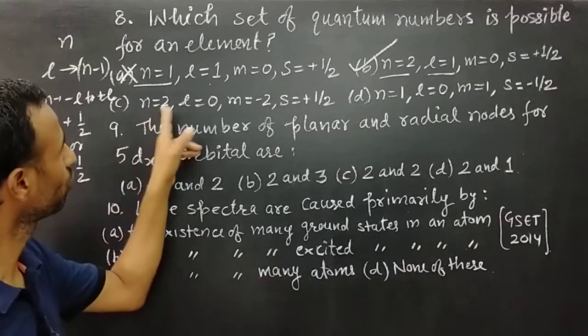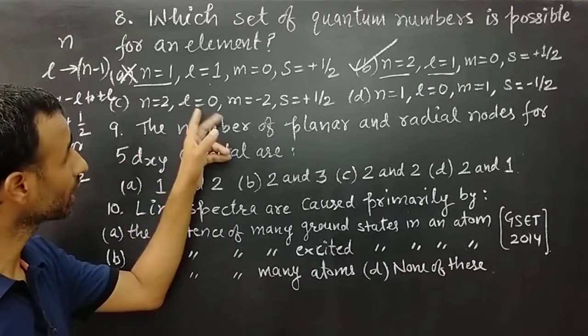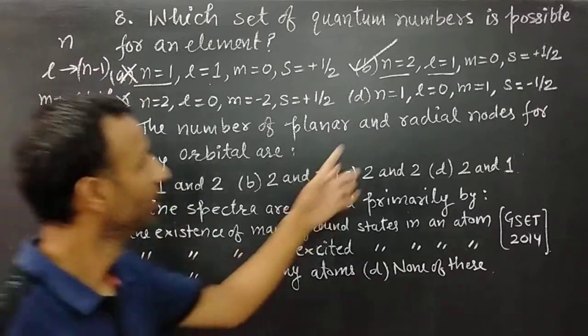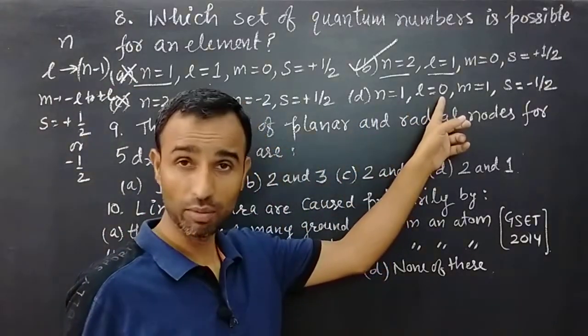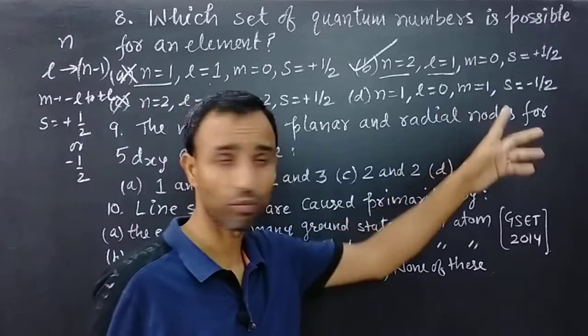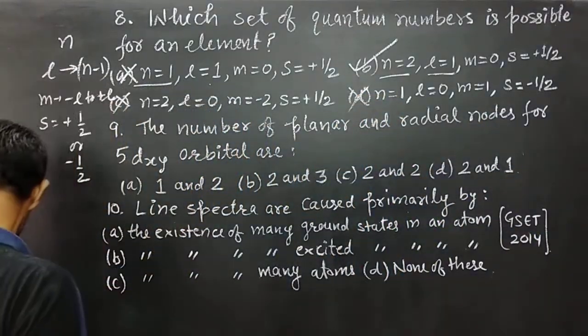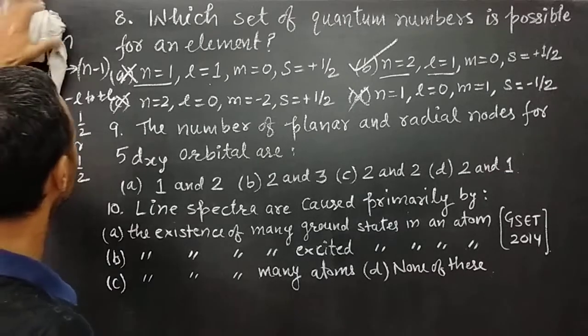In the rest of the options, n 2, L 0 is possible, but m should be 0 then, so not possible. n equal to 1, L 0 is possible, but m should be 0. m 1 cannot be possible. Right? Okay. So this is question number 8.